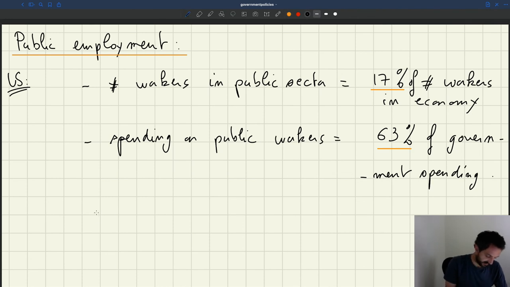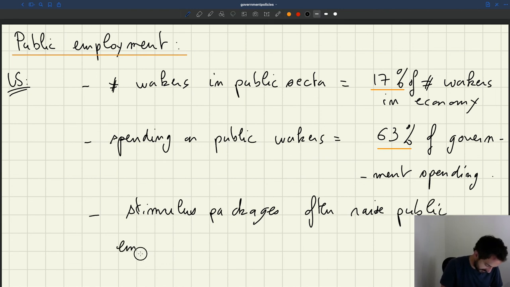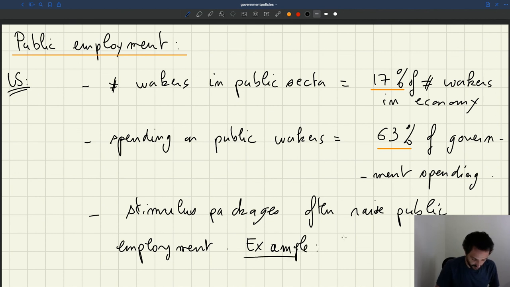Another thing that's important to realize, especially in the context of the discussion of business cycle policies, policies that can tackle business cycle fluctuations, policies that can reduce unemployment in bad times, is that over the years, stimulus packages designed to fight recession often involve increases in public employment. And one striking, very well-known example of that, where public employment was increased drastically to fight unemployment, is the New Deal that was implemented during the Great Depression.